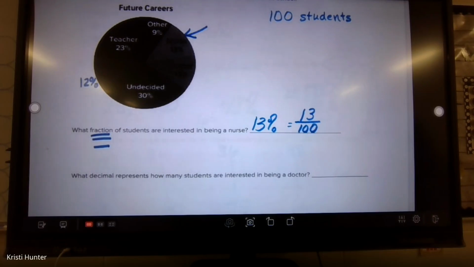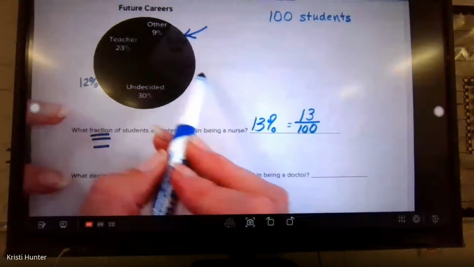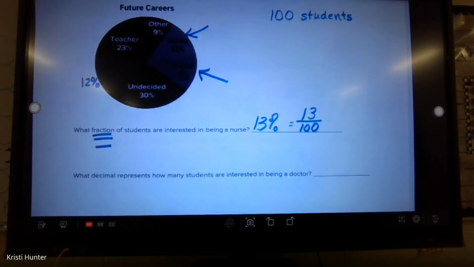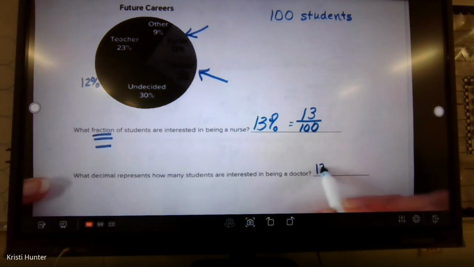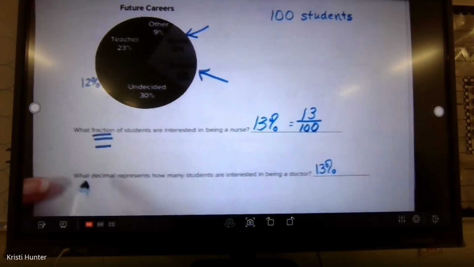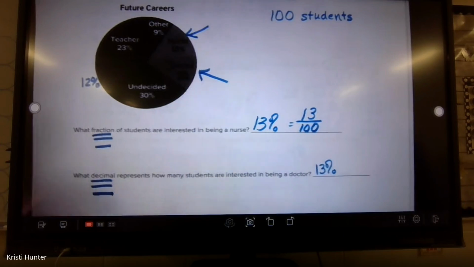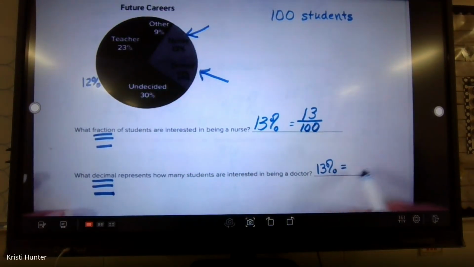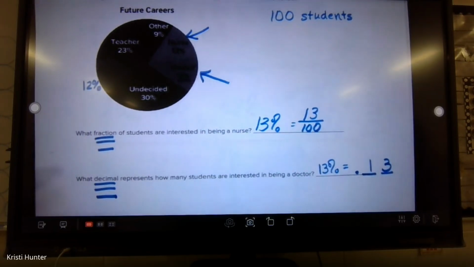All right, the second part of this, using the pie chart, what decimal represents how many students are interested in being a doctor? So I go to the doctor. Oh, and the doctor happens to be 13% as well. But again, if I write 13%, I'm going to get it marked wrong because it says write it as a decimal. 13 hundredths, remember, tenths, hundredths. So we would write 0.13.